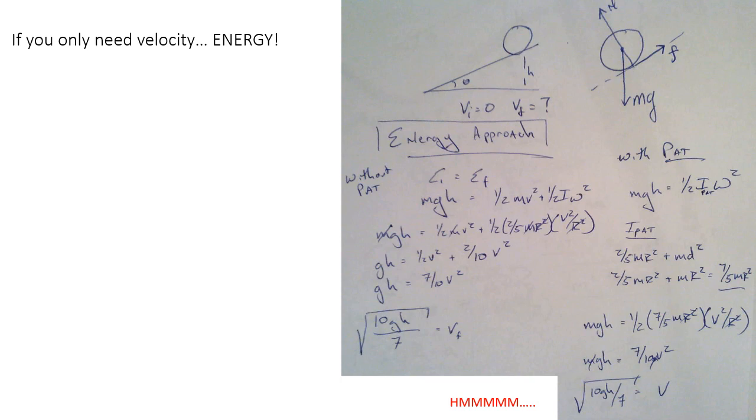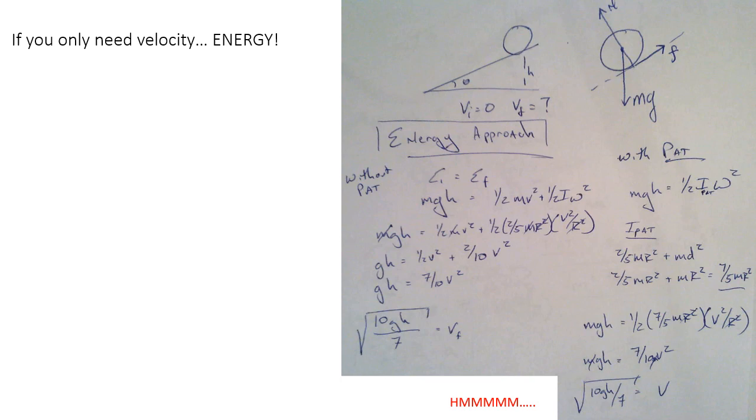If all you need is velocity, then you use energy. Now, with energy, you have two different approaches: you can do it without the parallel axis theorem or with the parallel axis theorem. Without is on the left and with is on the right. So without, let's take a look. Without using the parallel axis theorem, energy initial has to be equal to energy final, because energy has to be conserved.